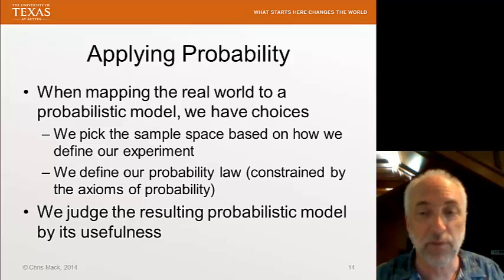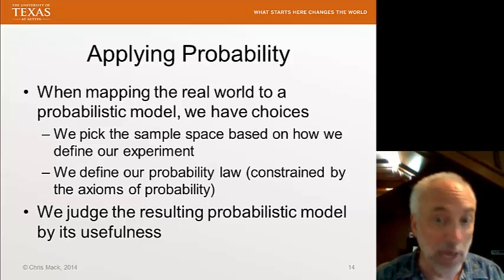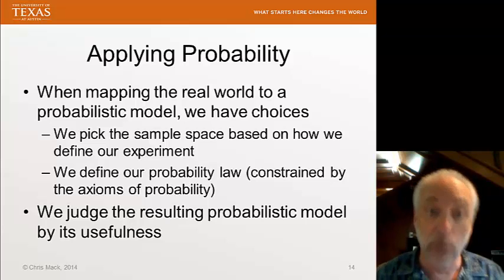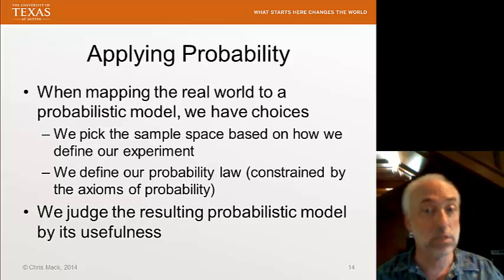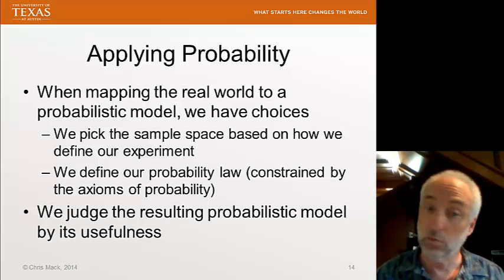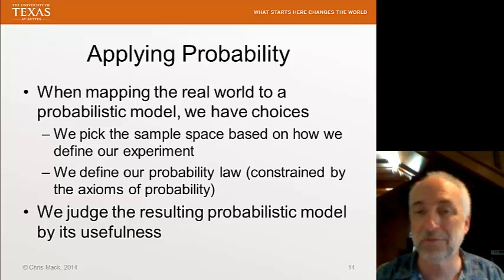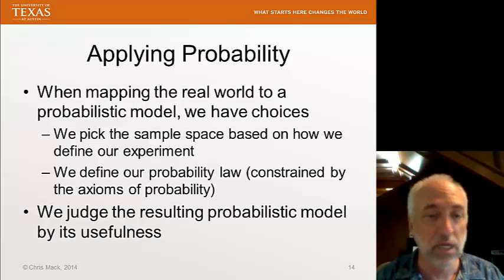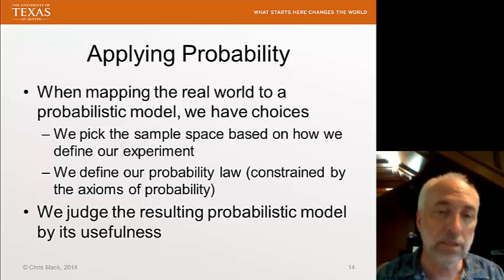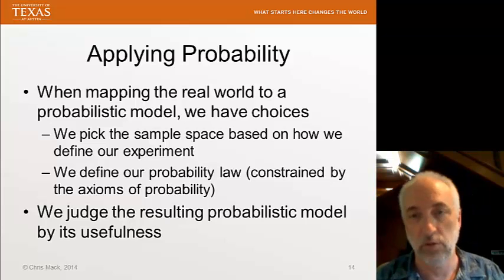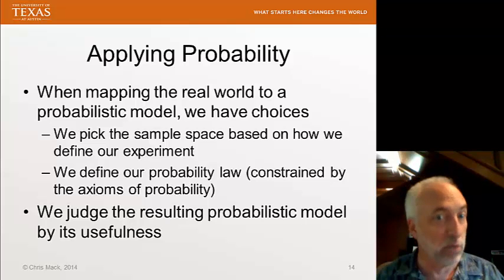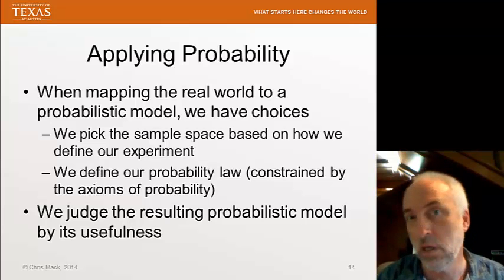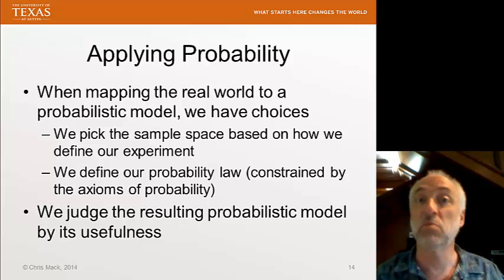Then we have to define a probability law. There is more than one way to define a probability law. There's lots and lots of ways. We are constrained by the axioms of probability, but beyond that, the probability law, which assigns a number to an event, could be assigning a very large number of possible numbers to each event. So we have a huge range of choices available to us when creating a probabilistic model. We judge the resulting model by its usefulness. It's impossible to say that one model is right and another model is wrong. All we can say is that one model might be more useful than another.